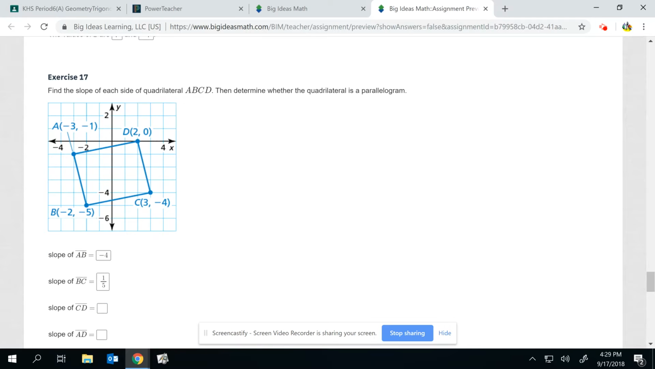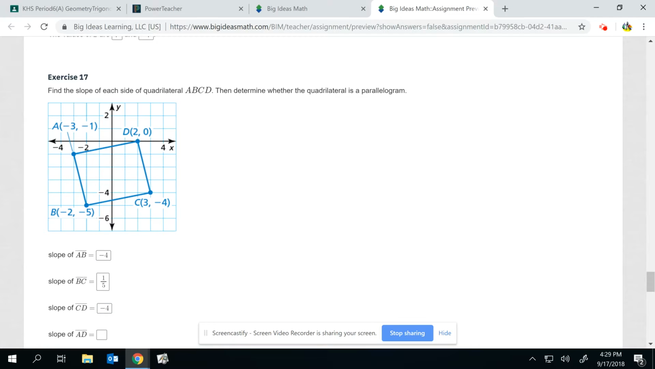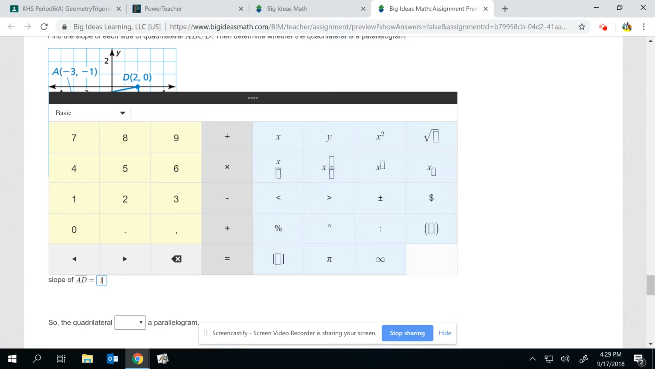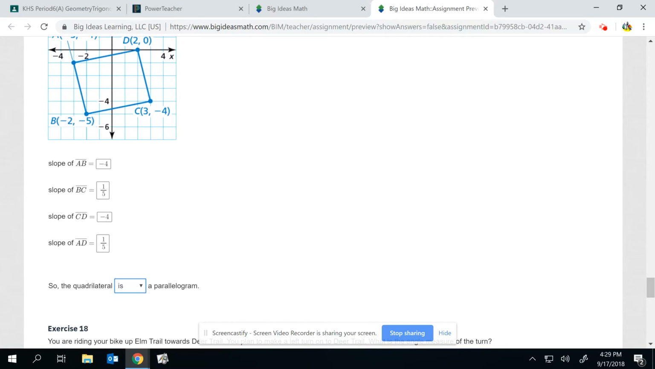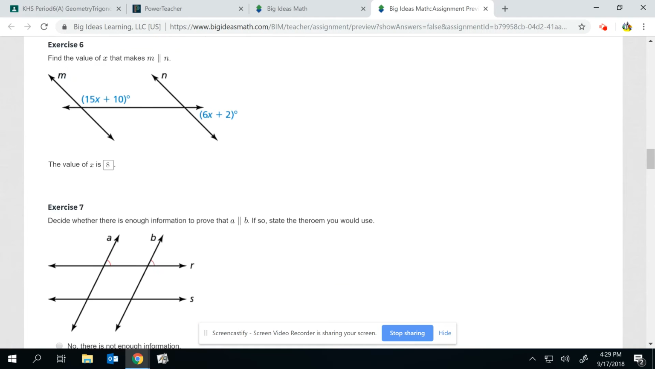Okay, so BC, nope, I'm sorry. Oh yeah, it was the 1/5. CD is also -4. And AD is also 1/5. Okay, so that means it's definitely a parallelogram because you got two pairs parallel. So the quadrilateral is a parallelogram. Definitely a parallelogram.